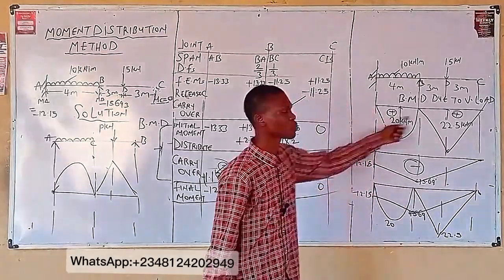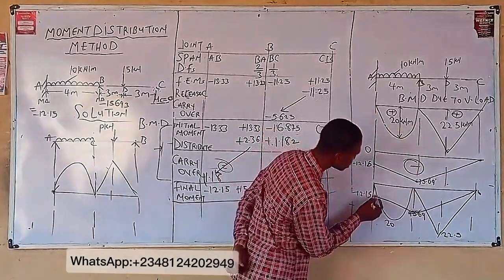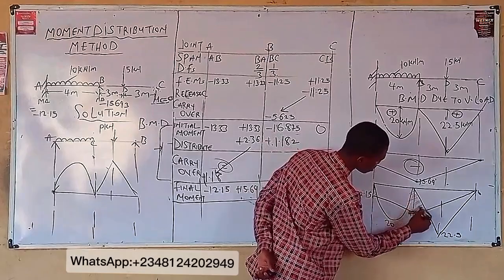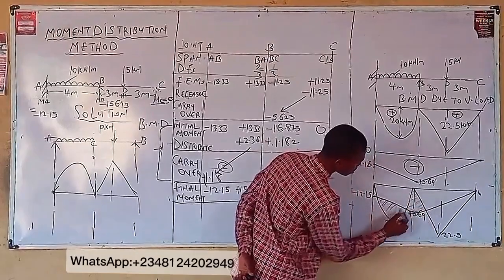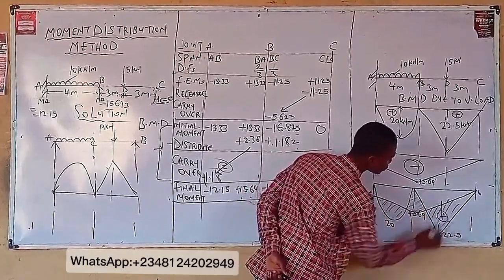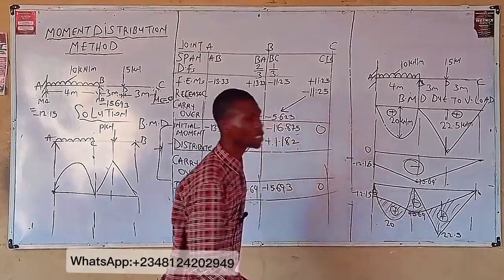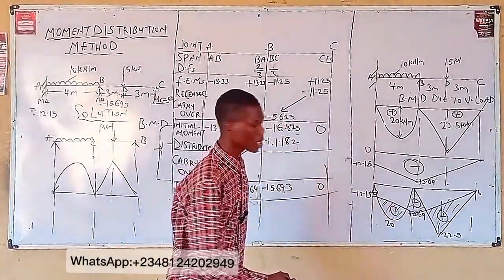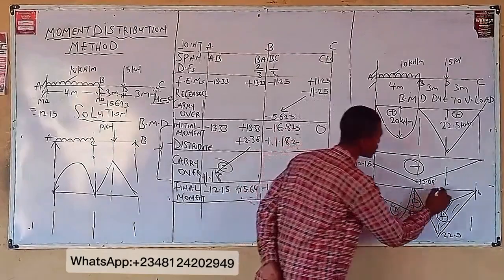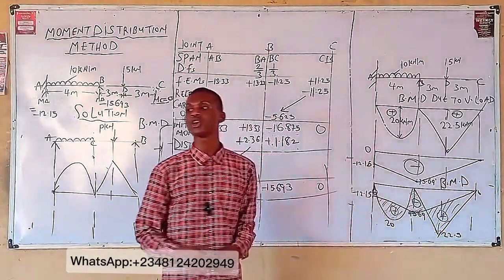But you said this is positive, this is negative, so indicate your positive and negative. This is positive, this is positive, this is negative, and this is negative. Any question? Now, this is your final bending moment diagram. I am done with that question.